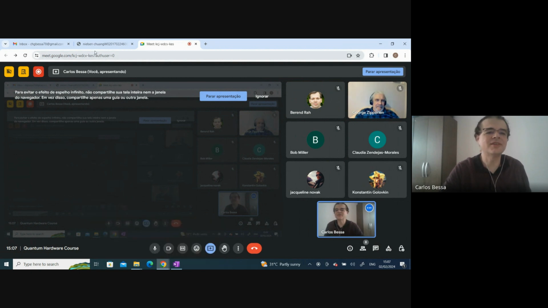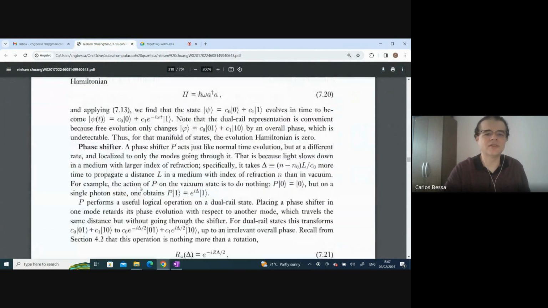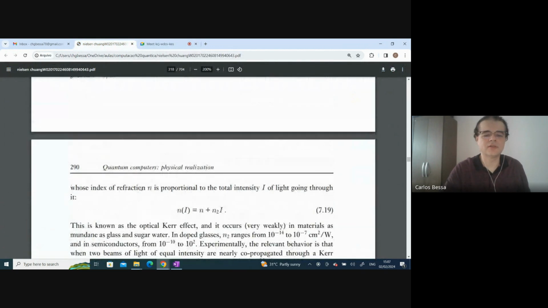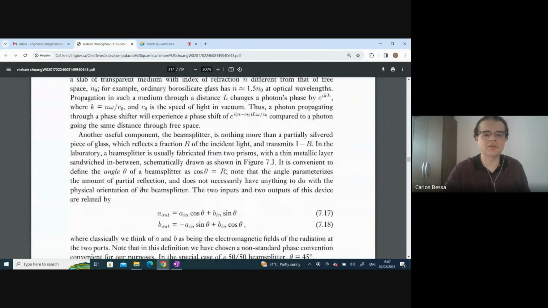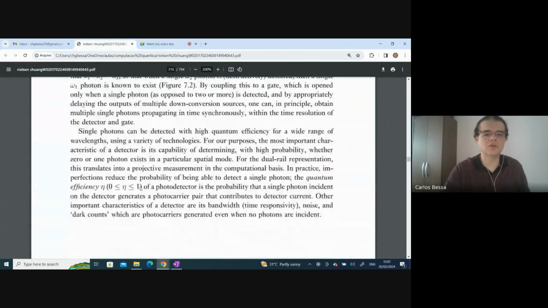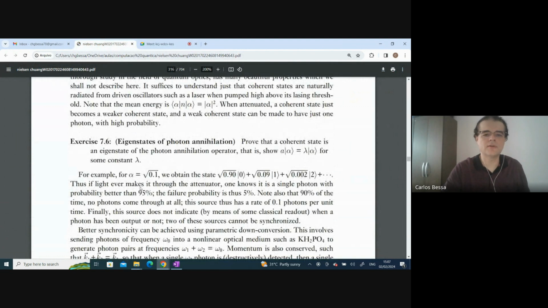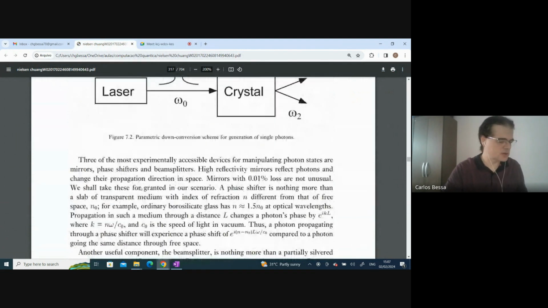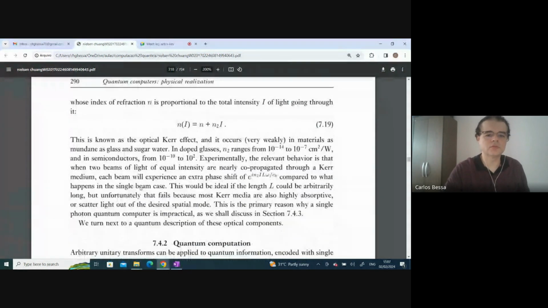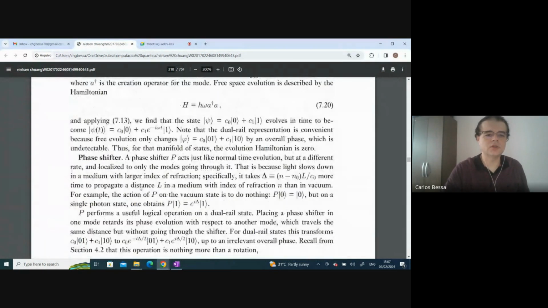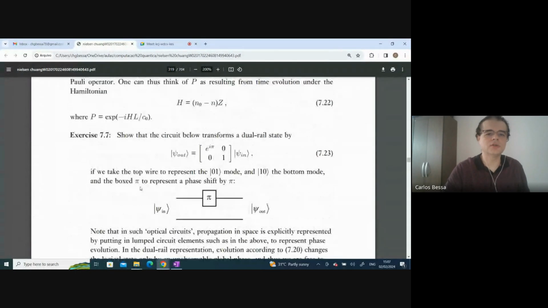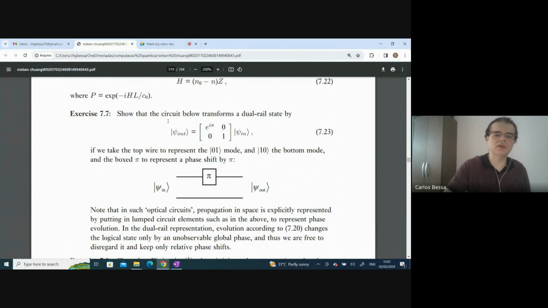So okay, let's see again where it is. This is the theory, finding here the phase shifters exercise. So we see some exercises. They are simple, but it's good because they have some circuits where we can apply our theory.